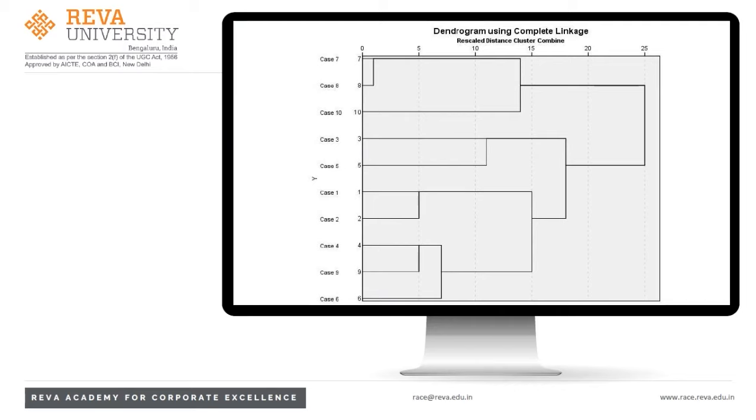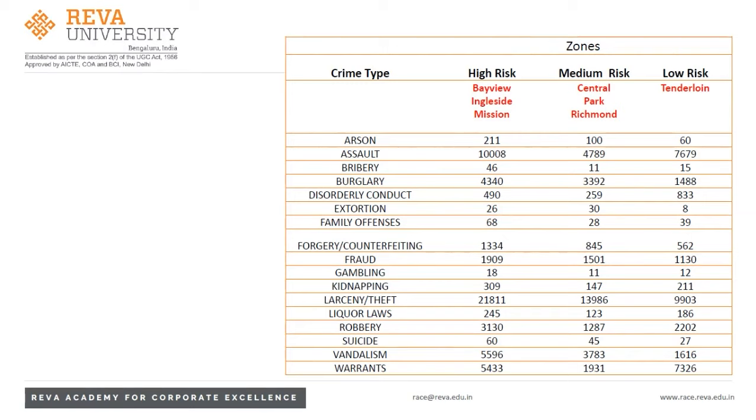Those of you who are data scientists or working professionals would realize that this is nothing but an example of a dendrogram. I will not explain this in detail, but I'll talk about certain key insights. What we have been able to do here is classify the different zones of San Francisco as high risk, medium risk, and low risk areas. Examples of high risk areas are Bayview, Ingleside, and Mission. Central Park and Richmond district constitute medium risk, and the last is low risk. An example of a low risk area would be Tenderloin.